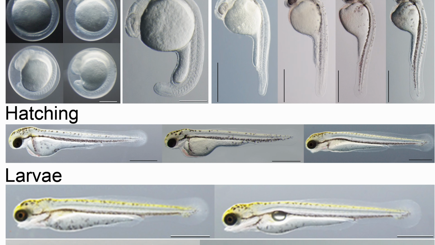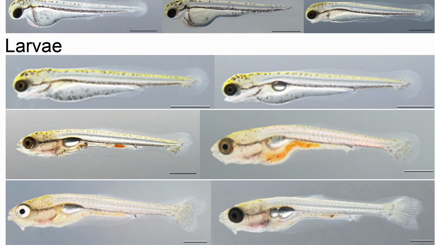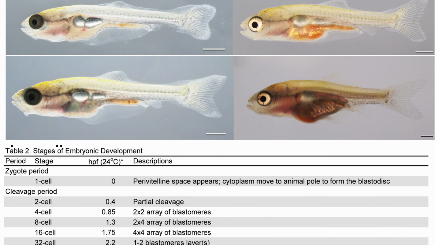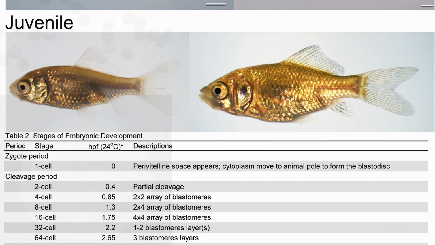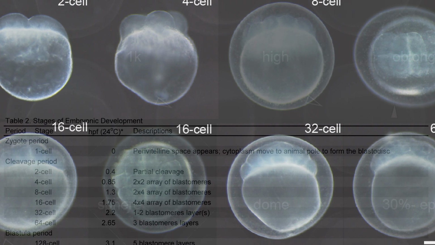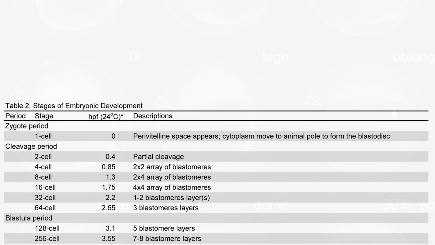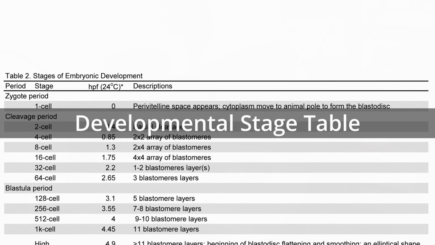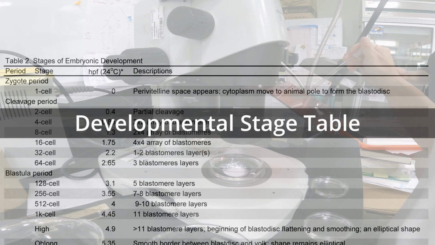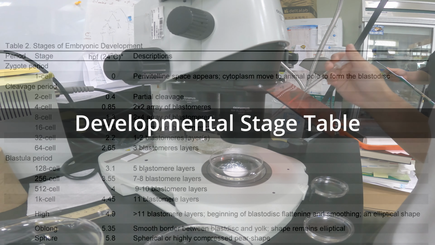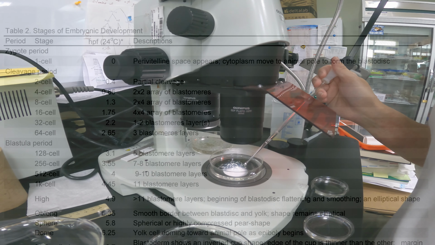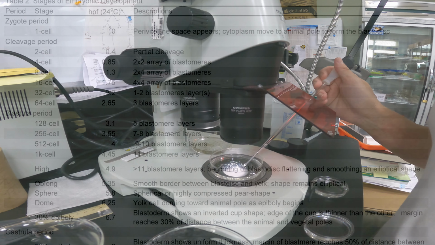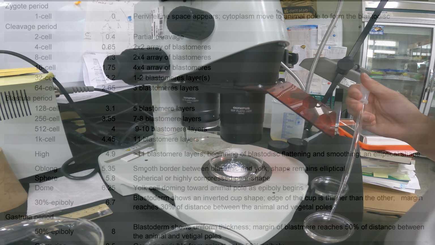However, the developmental process of goldfish is very long and it cannot be covered in one video. So based on this developmental stage table published by our laboratory, I will divide the process into several parts and explain them. This table is known as the embryonic developmental stage table or simply developmental stage table. This table is a crucial communication tool for developmental biology. Researchers often use this table as a standard when confirming the contents of experiments and observations.